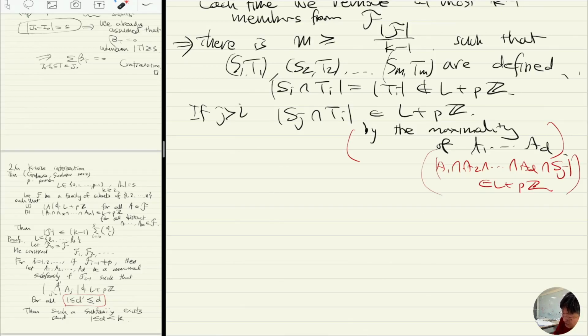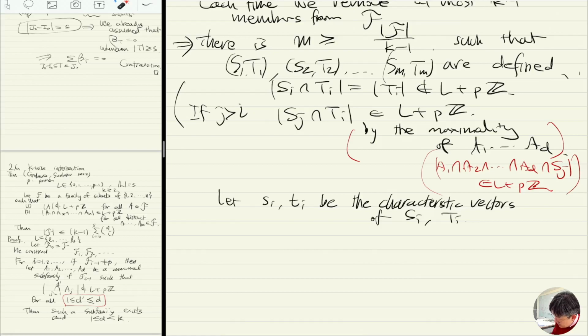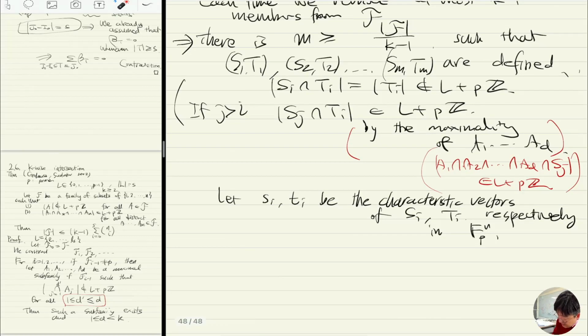All right. So these two conditions are key conditions which allow us to prove that they are linearly independent. But what are they? Now let's construct the polynomials and vectors. So let S_i and T_i be the characteristic vectors of S_i, T_i respectively in F_p to the n, right? And now we do the typical stuff.